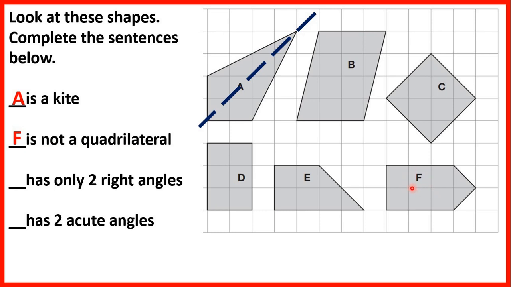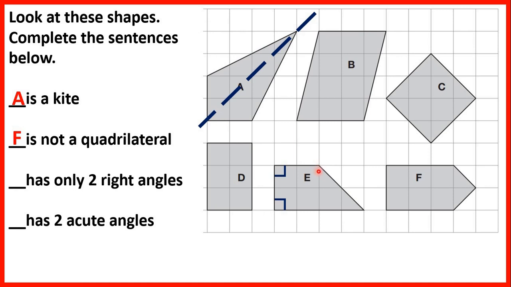It has 5 sides. Now, which shape has only 2 right angles? If we look at shape E, we have a right angle here and a right angle here. Because remember, a right angle is a 90-degree angle, which is the same size as the corner of a piece of paper or the corner of this screen.